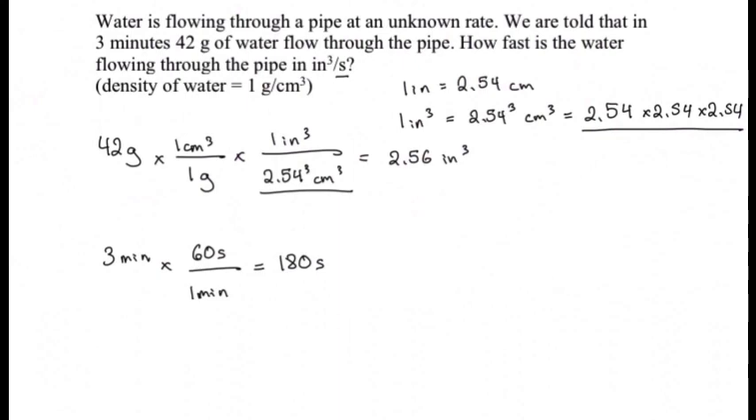So the last thing we need to do in order to get the answer that we want is we take our cubic inches, which is 2.56 cubic inches, and we divide by our seconds, which is 180 seconds. And taking into account our sig figs, we see that the water was flowing through the pipe at a rate of 0.01 cubic inches per second.